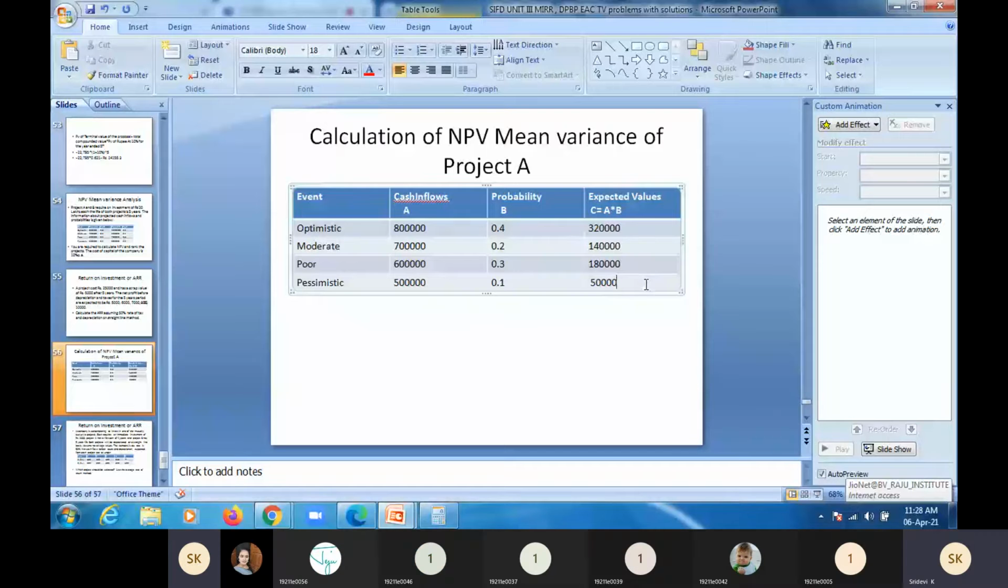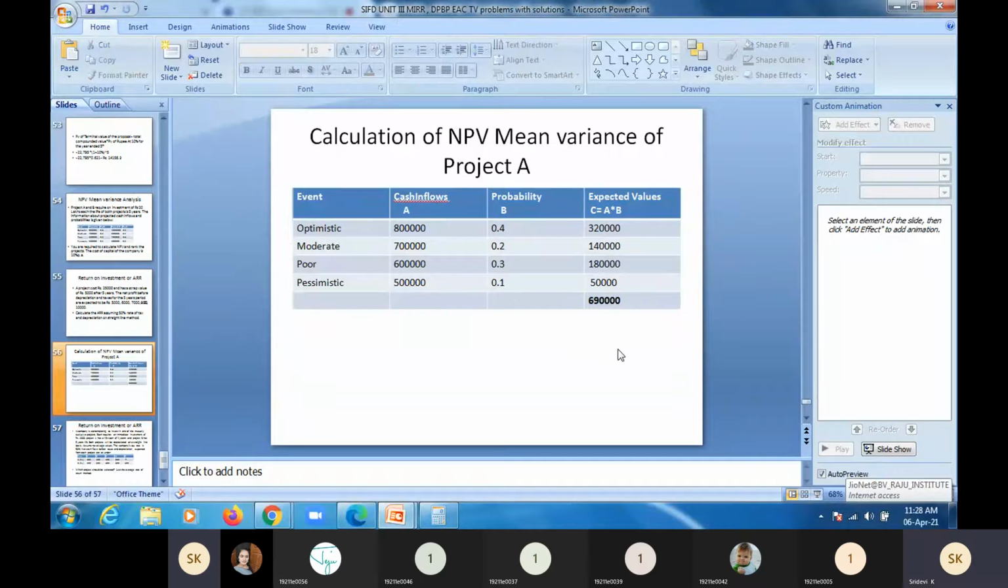Okay. So now you sum up these expected values. Sum up the C column values. 3,20,000 plus 1,40,000 plus 1,80,000 plus 50,000. So you will get the total, how much? 6,90,000. Add all those values. I am highlighting them with bold.